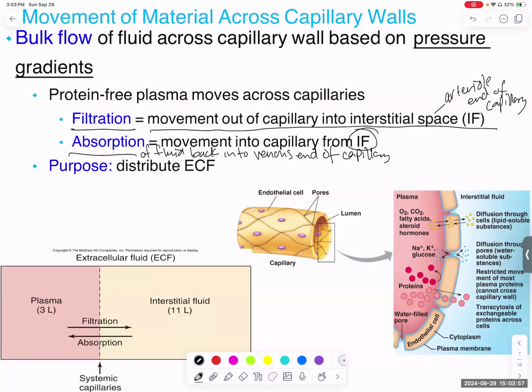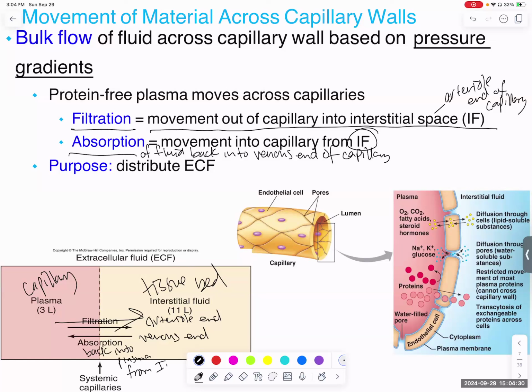This is basically, if you look at it here, this is the capillary. This is the tissue bed. And you're going to have fluid being filtered out in bulk into the interstitial environment. And this is in the arterial end. And then on the venous end, you're going to have absorption back into plasma from the interstitial fluid. So you have to have everything being absorbed that was filtered out. It has to be absorbed somewhere. Otherwise, you're going to have edema or a collection of fluid just sitting in the tissues.